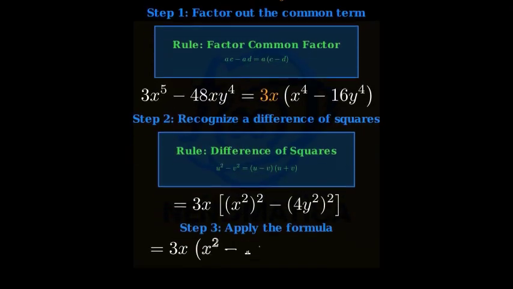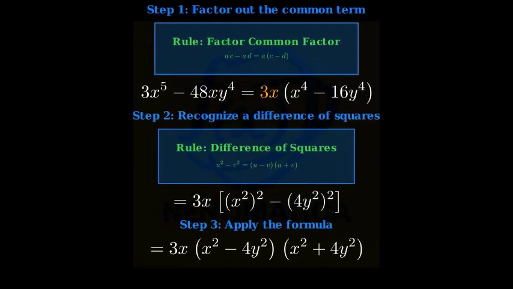Looking at the first factor, x squared minus 4y squared, we can see that this is also a difference of squares. We can factor it further as x minus 2y times x plus 2y. So our final factored form is 3x times x minus 2y times x plus 2y times x squared plus 4y squared. Let's move on to our second example.